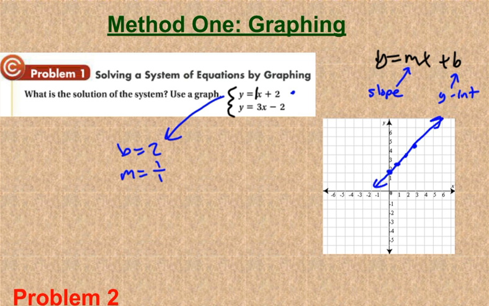All right, let's do the second one in purple. This one's a little bit different because there's a minus sign. Take note of that. So the b would be negative 2. That's just where you start at negative 2, down 2 right there on the y-axis. And the slope, or the rise over run, is 3, or 3 over 1.